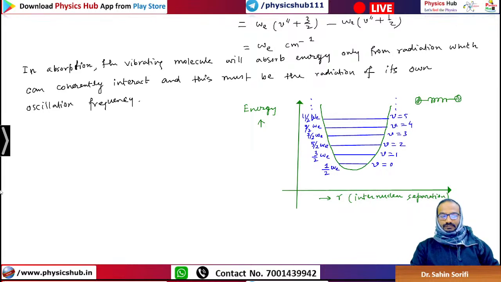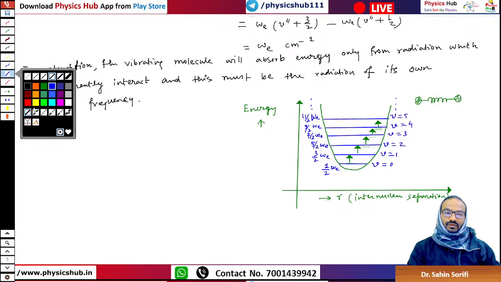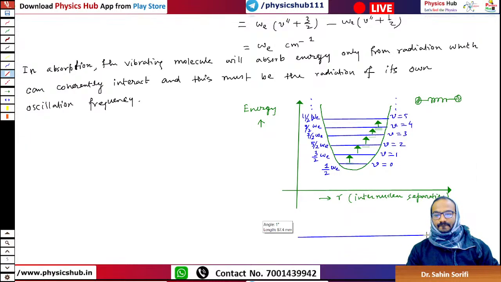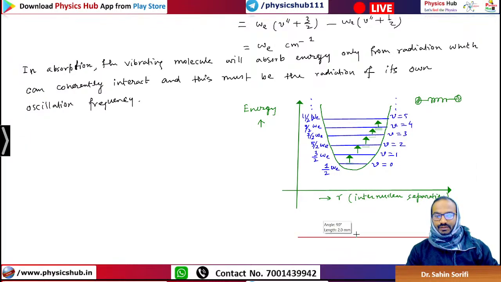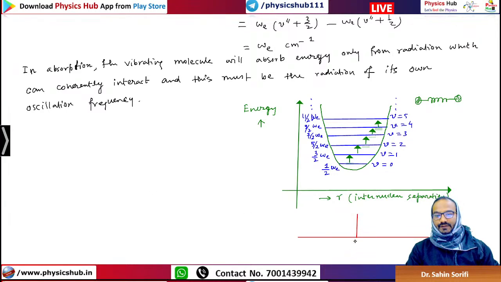Got it? Now for each case, you see the transition, the difference between them is omega E. Each time the separation is omega E. If I consider absorption, then each time we will get a line at omega E. So you will just get a single line at omega E centimeter inverse.